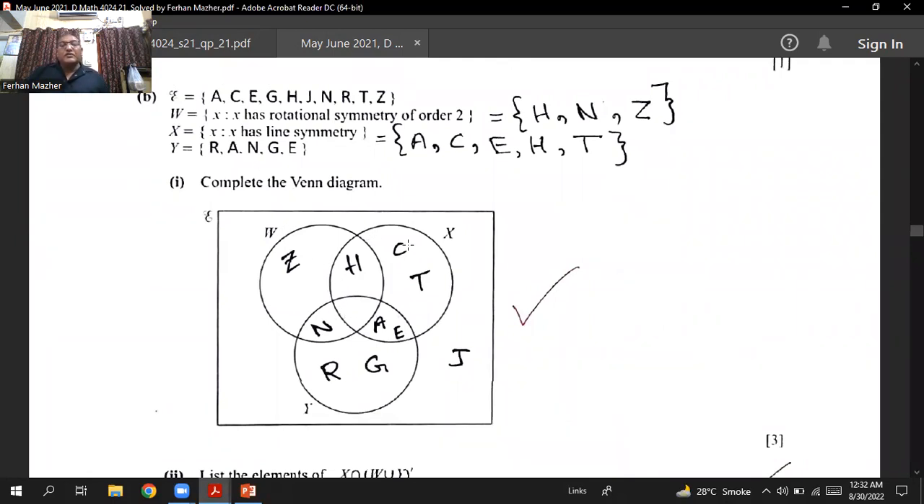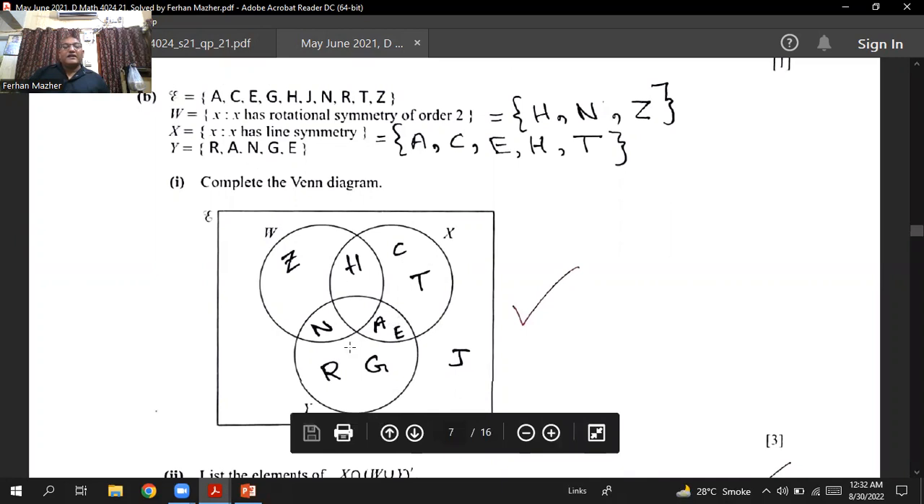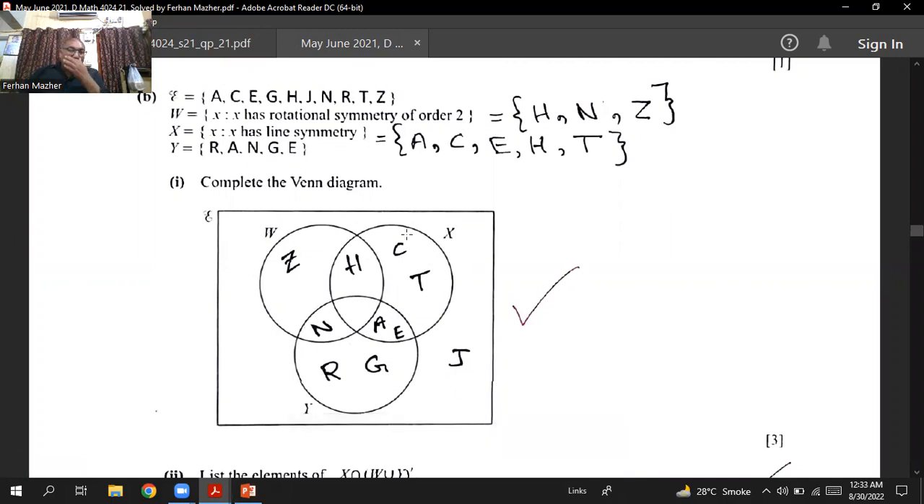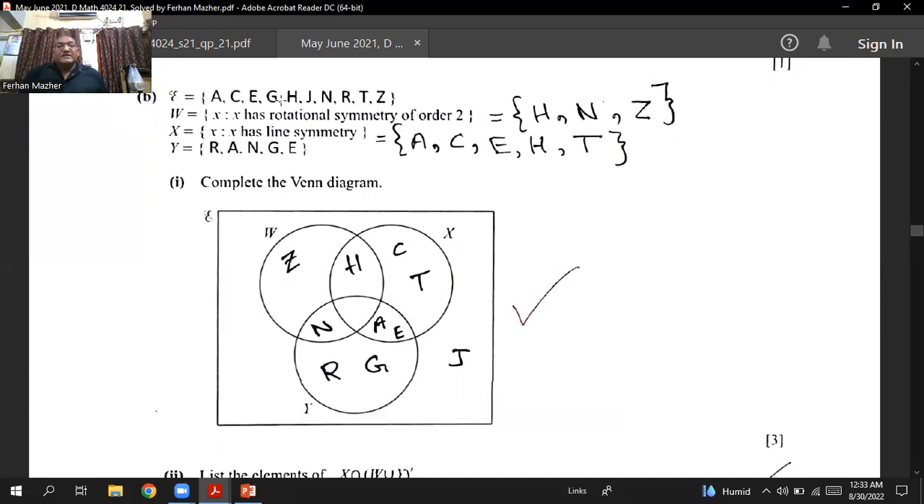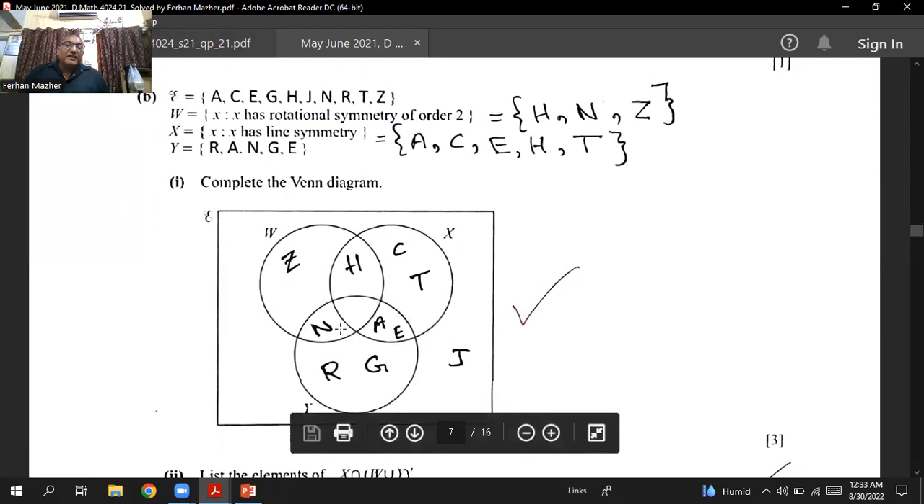The common between W and X is H. The common between X and Y is A and E. The common between W and Y is N. Sorry, the common between X and Y is A and E. Now the elements which are left only in W is Z, only in X are C and T, only in Y are R and G. And J is one of the members which was in the universal set, but was not in these three sets. So it will be written here.